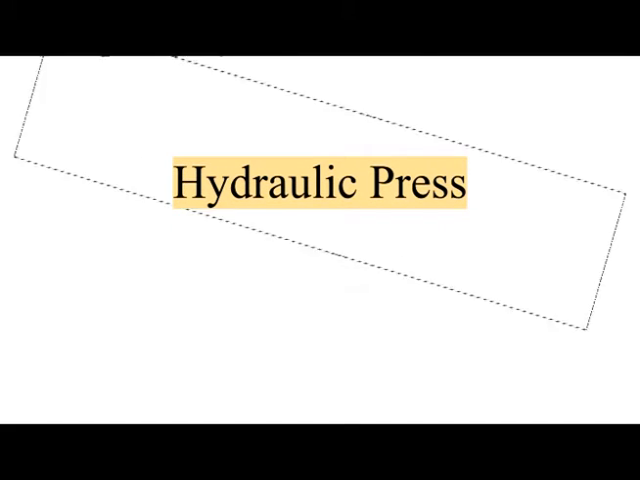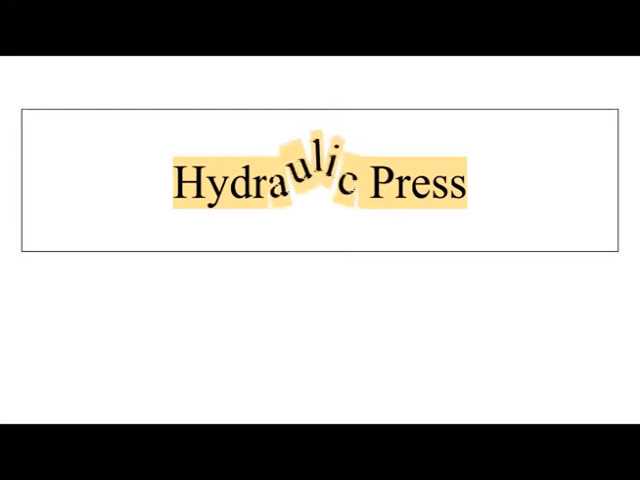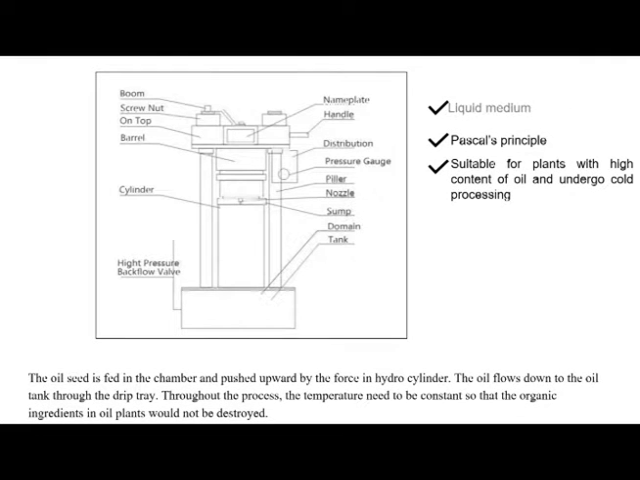Next, mechanical expression using a hydraulic press. The hydraulic press uses liquid as the working medium to transfer energy based on Pascal's principle. The oil seed is fed into the chamber and pushed upward by the force in the hydro cylinder. The oil flows down to the oil tank through the drip tray.